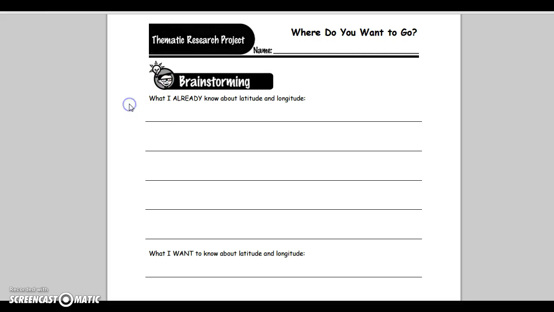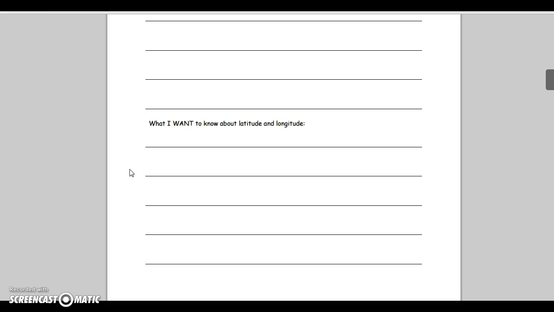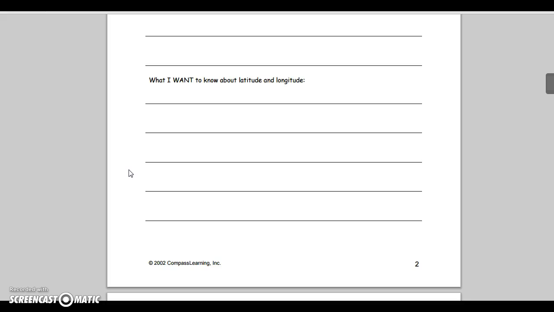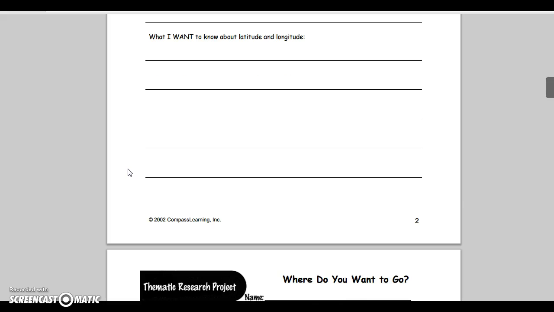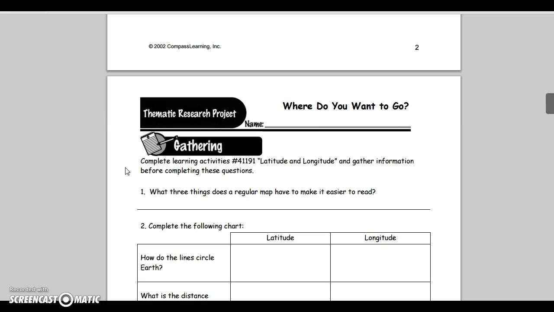So first, this is what I already know about latitude and longitude, so you can review what you know about it. And then it asks what I want to know about latitude and longitude. So maybe you don't remember which is which, or you don't remember which prime meridian goes to or which equator goes to. You can write those down, write questions that you want to be thinking of, and you can go into that compass lesson and review latitude and longitude, and hopefully it'll answer those questions for you. If not, you can use a dictionary or other books or even websites to try to help you find out what you didn't know.